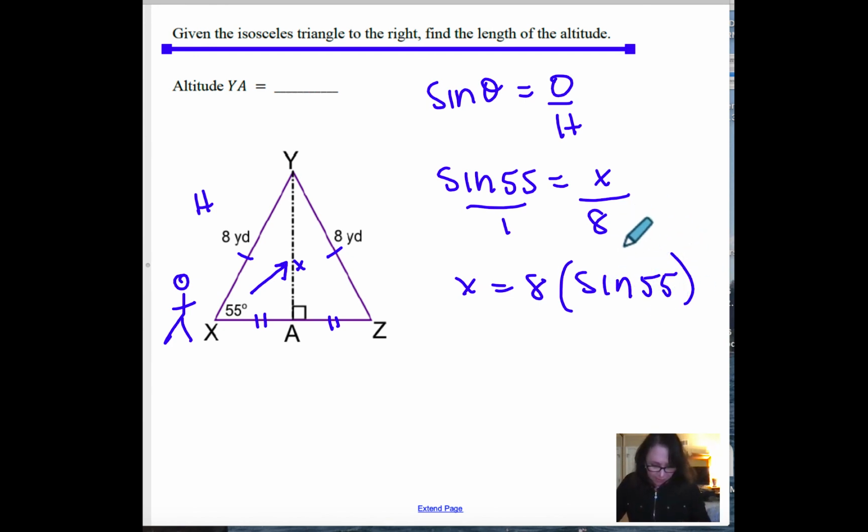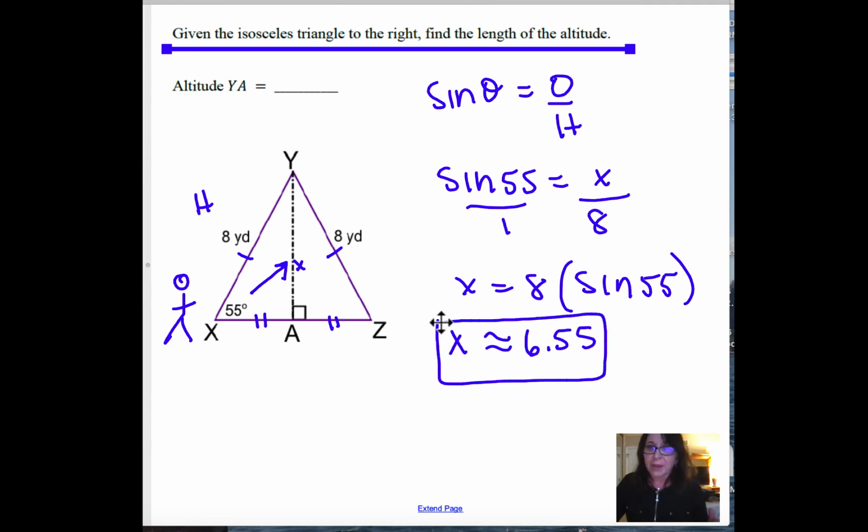And so I'm going to say, well, sine of 55 degrees is about 0.819, and I'm going to multiply that by 8. Not rounding, because you get a more accurate answer if you don't round. So we get x equals about 6.55. And so that would be the length of my altitude.